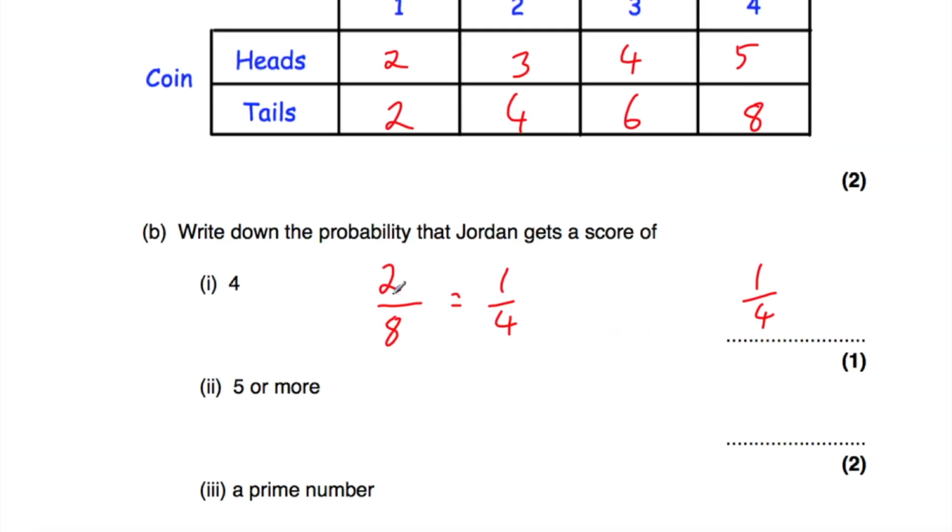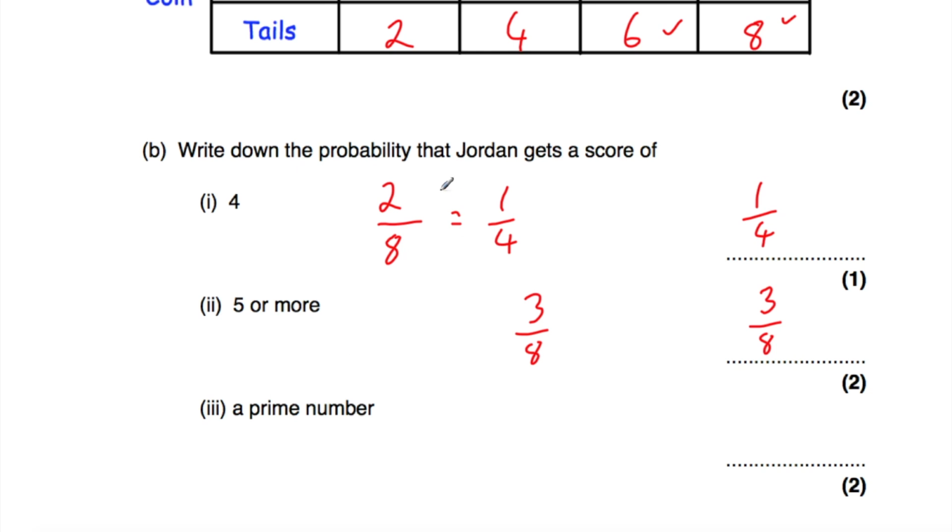Okay, our next part says find the probability that Jordan gets a score that is 5 or more. So 5 or more, well, that's 5, and that's more than 5, and that's more than 5. And these options here, they're not 5 or more, they're actually going to be less than 5. So in terms of 5 or more, there's 3 out of the 8, so it's going to be 3/8. So the probability of Jordan getting a 5 or more will be 3/8.